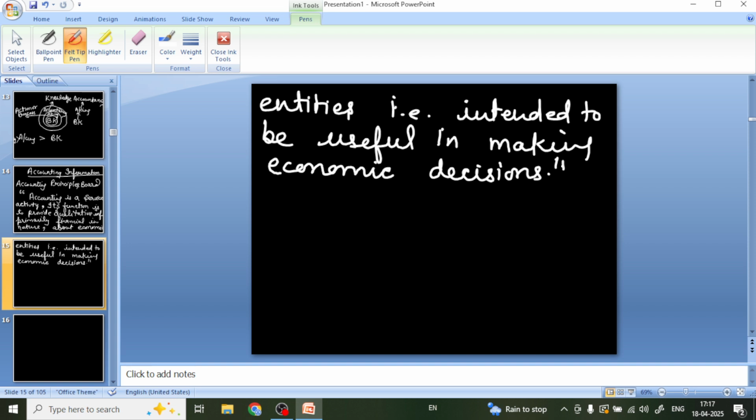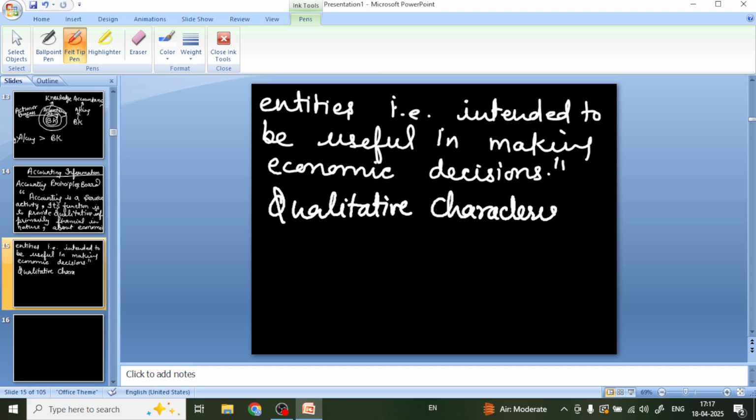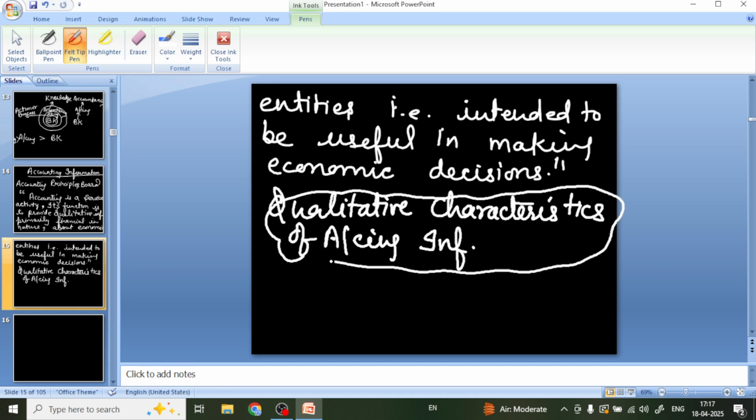Now the next point is qualitative characteristics of accounting information. What are the qualitative characteristics of accounting information? The main point of qualitative characteristics of accounting information is a true and fair result.